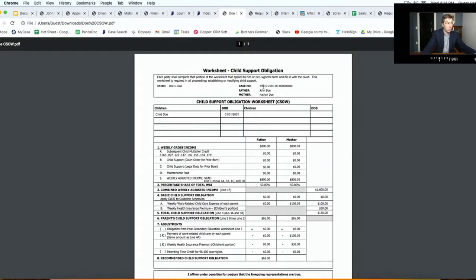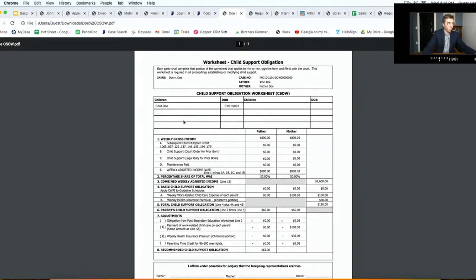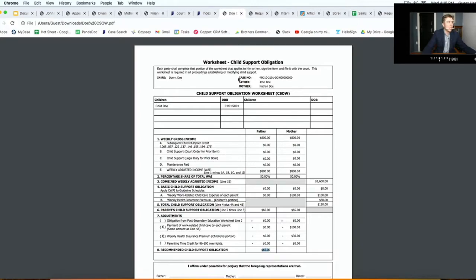You can see this runs through the math and it shows the child support obligation is $65 a week for John and Jane Doe with their one child. Here you can see their incomes, the child care, and the health care. Ultimately it puts out that the child support obligation is $65 a week. A lot of times, if you're going to a provisional hearing or even a final divorce hearing, this child support worksheet is a document that needs to be generated.